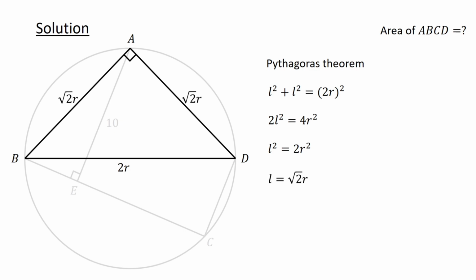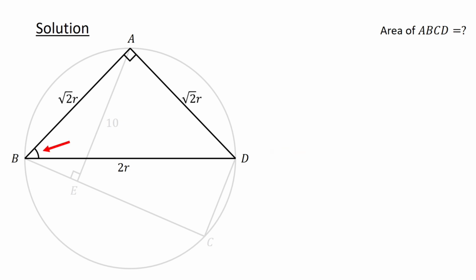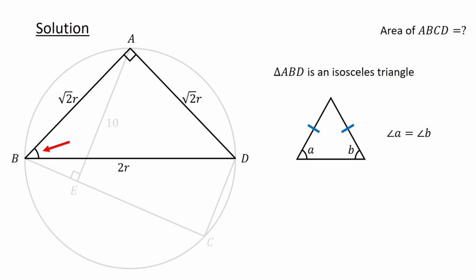Next, let's calculate angle ABD, which is this angle. We shall make use of the fact that triangle ABD is an isosceles triangle. Recall that the base angles of an isosceles triangle are equal. Since angle ABD is a base angle, angle ABD equals (180 degrees minus 90 degrees) divided by 2, which is 45 degrees.